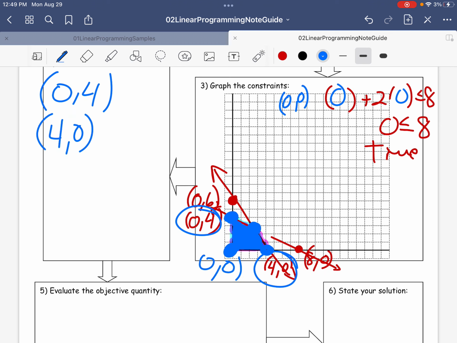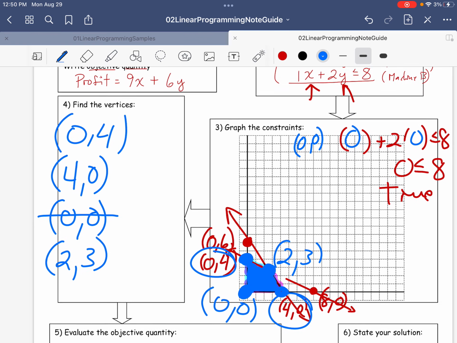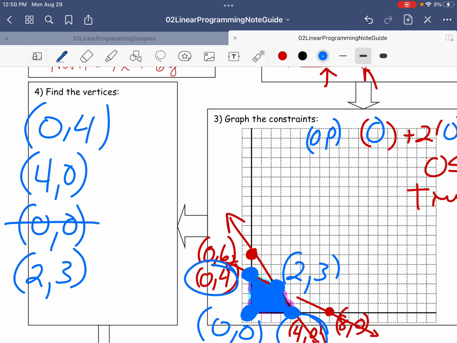Now, technically, 0, 0 is a vertice because it's at the edge of the graph, although it doesn't take long for students to say that there's no way that that's going to give us our maximum profit. It's certainly the smallest number, but it technically is a vertice. There's one more. It's this point that's kind of in the middle, isn't it? It's this point at 2, 3. And 2, 3 is another point that's on the edge of my graph, a vertice that I'll be able to use in my final computation.